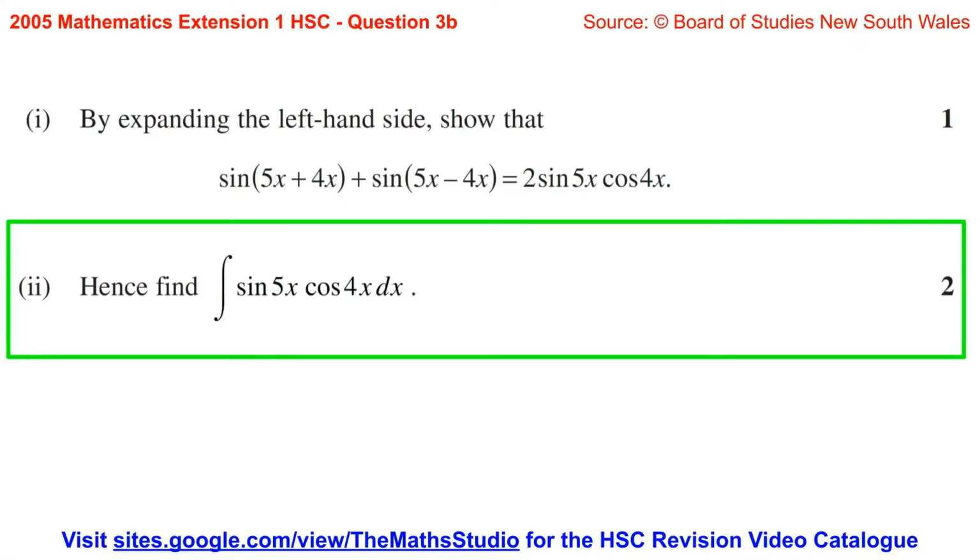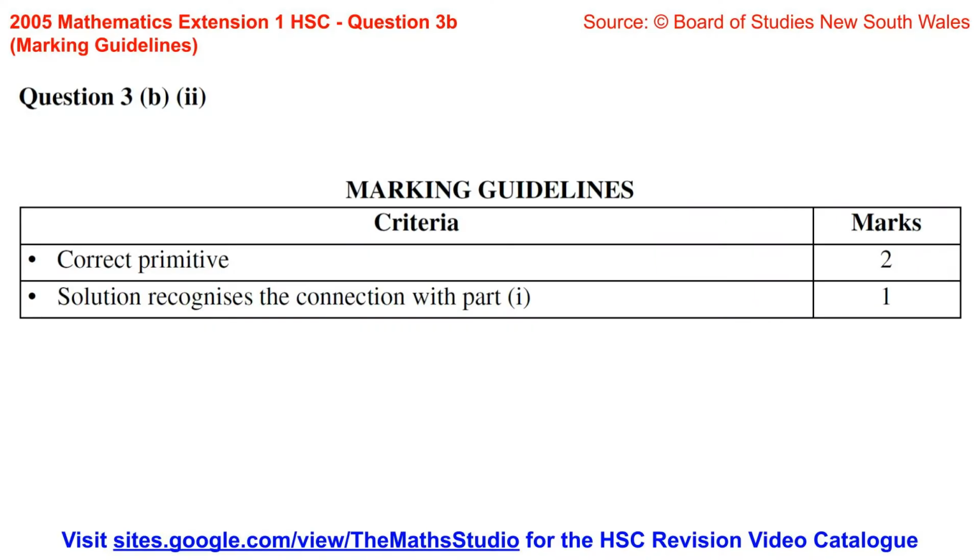Part 2. Hence find the integral of sin 5x cos 4x dx. The following are the marking guidelines for question 3b, part 2. For 1 mark, the solution recognises the connection with part 1, and for 2 marks, a correct primitive.